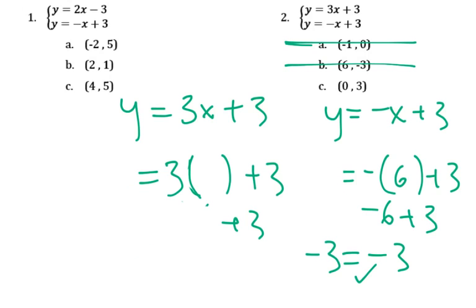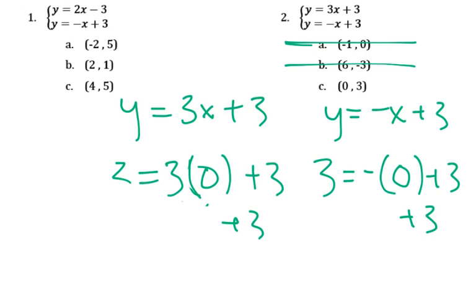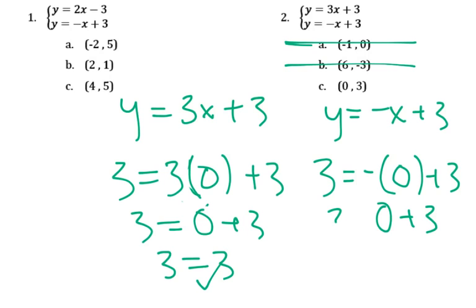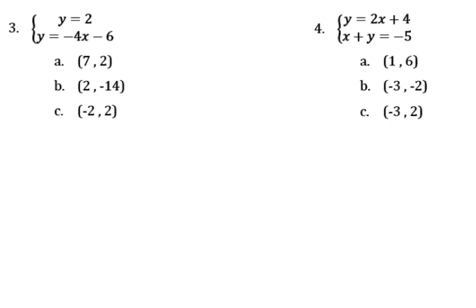So let's erase these. Okay, 3 for y, 0 for x. 3 times 0 is 0. 0 plus 3 is 3. Works on the first. Negative 0 is still 0. 0 plus 3 means it still works for the second. So there's our answer. So that's all we do on these ones.